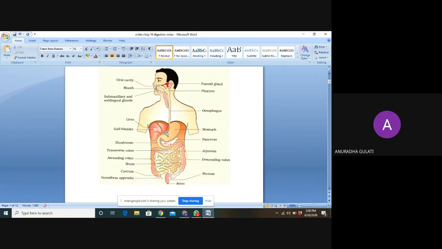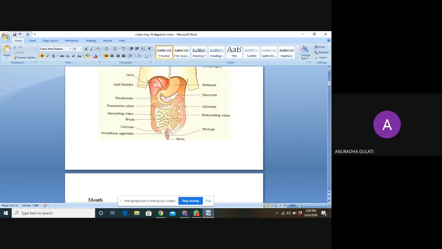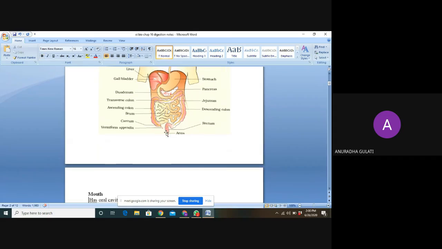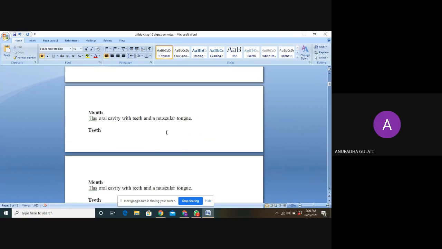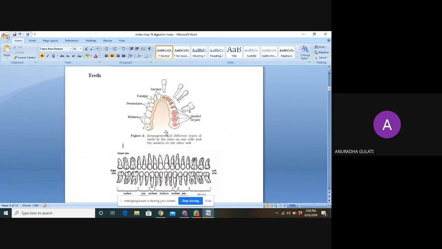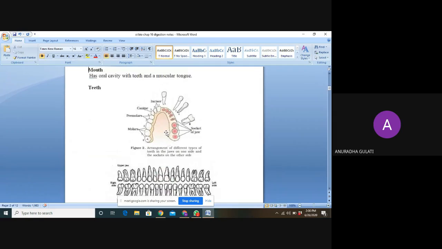Then the food goes to the jejunum, then to the ileum, where it is absorbed. From the ileum, it enters into the cecum, then into the colon. There are different limbs of the colon: ascending, transverse, and descending colon, and then it reaches the rectum and finally the anus. The feces are removed from the anus. Today we will talk about what happens to food in the mouth.